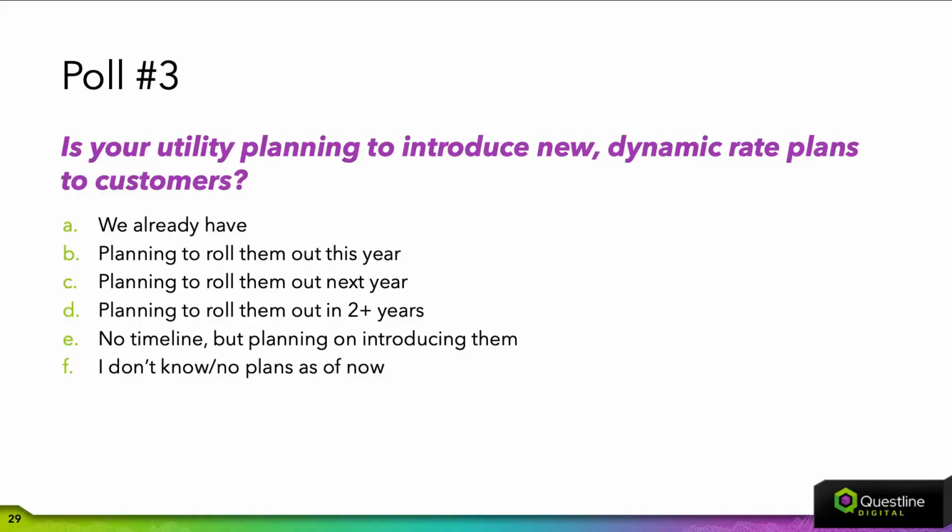I'm going to launch one final poll question before we jump into Q&A. That question is: is your utility planning to introduce new dynamic rate plans to customers? Your options are: you already have, you're planning to roll them out this year, you're planning to roll them out next year, or you're planning to roll them out 2+ years from now. You don't have a timeline but you're planning on introducing them, or you don't know, or you don't have plans as of now. So go ahead, choose where your utility is currently at when it comes to introducing rate plans.